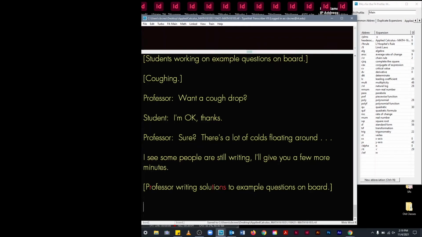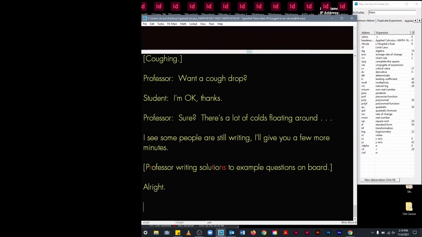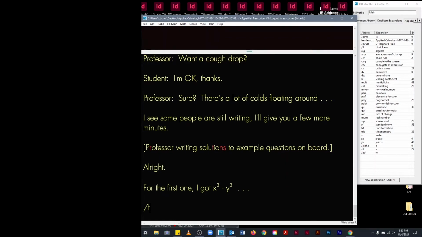All right. So, for the first one, I got x cubed minus y cubed is equal to 1. Again, take the derivative of each term at a time. X cubed, the derivative is going to be 3x squared. The derivative of y cubed is going to be 3y squared times dy dx.